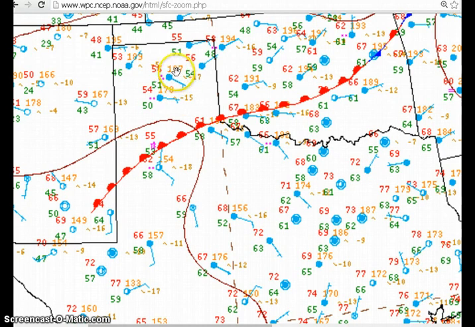Okay, this 187 is going to be our pressure reading. 56 is our air temperature, so it's 56 degrees Fahrenheit. 51 is our dew point. And then I have 3 little circles right here, and I need to figure out what those are.